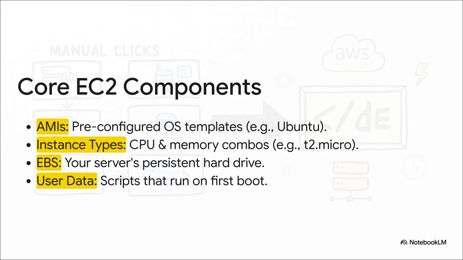Now, every single server you build is made up of 4 key ingredients. First, you've got the AMI, or Amazon Machine Image. Think of this as the operating system template, like Ubuntu or Windows. Next is the instance type. That's your hardware, right? How much CPU, how much memory. Then there's EBS, Elastic Block Storage, which is just a fancy name for your server's hard drive.